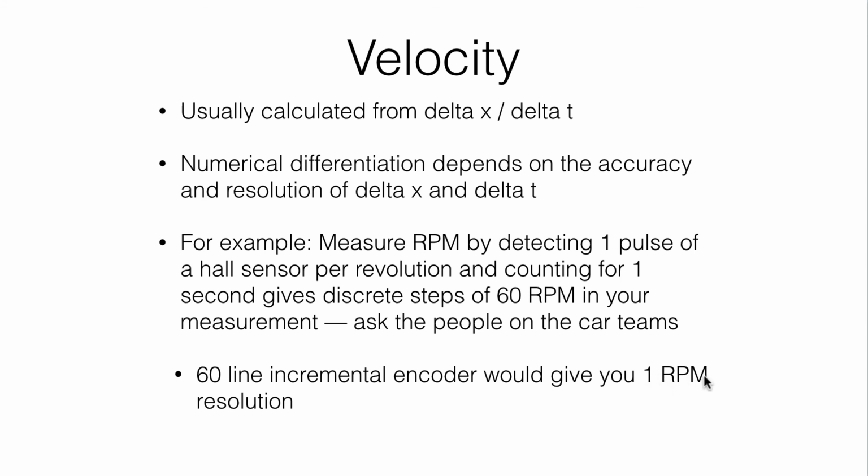For that, I would need to detect the time between two pulses and then do the calculation from there. But the idea is the same throughout most of our velocity measurements, whether they're rotational velocity or linear velocity, usually calculating from a change in position divided by a change in time.